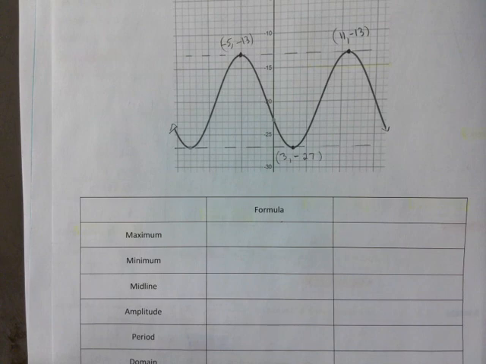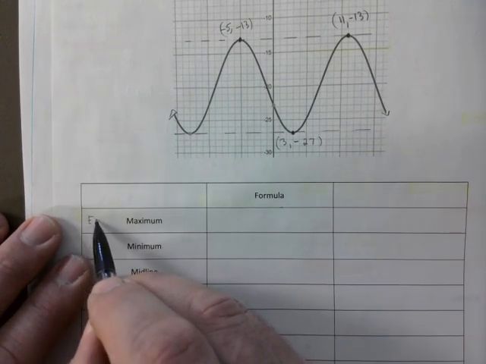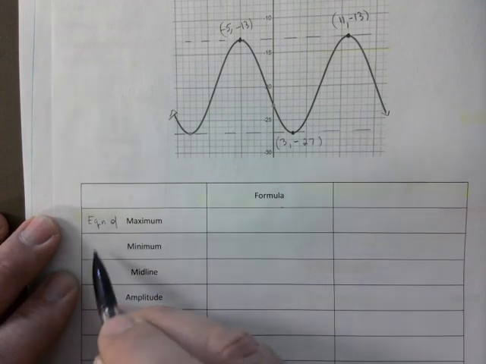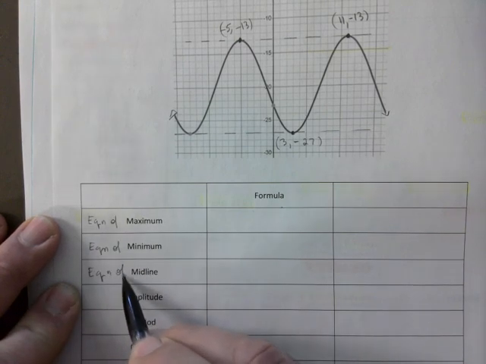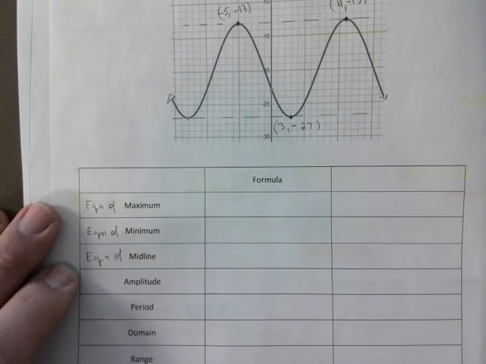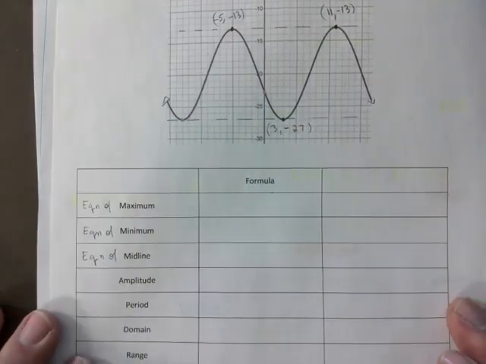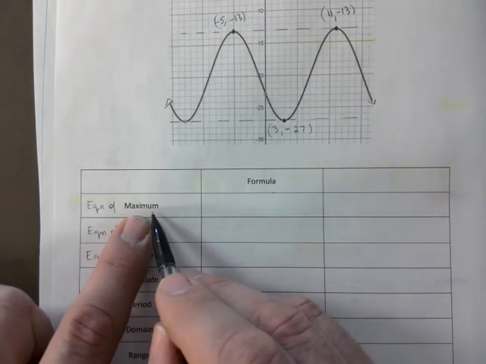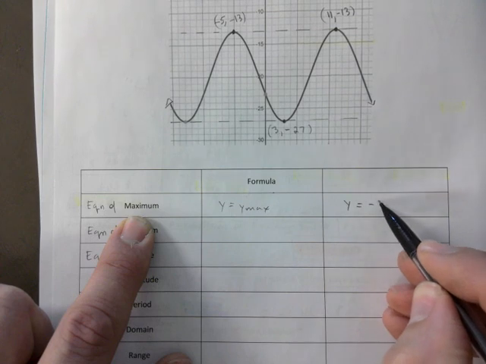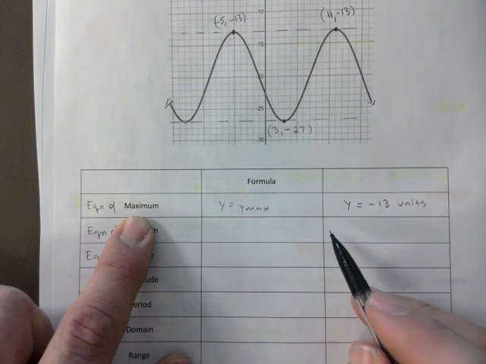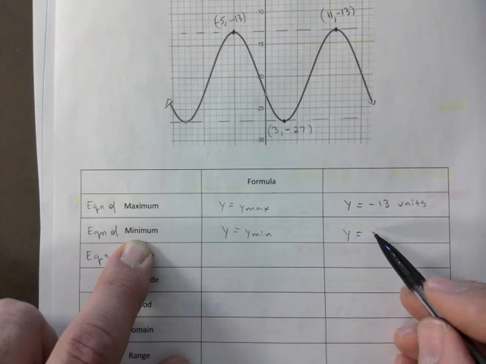All right. So let's find the max. In particular, I'm going to ask you to add the equation of the max, the equation of the minimum, the equation of the midline. So the first three should have equation on them. I'm going to zoom out a little bit so that I make sure to put that on there. The formula, if you wanted this, you would just say y is equal to y max. So y max is equal to -13 units. And for the minimum, it's going to be y min. So the equation of the min is -27.